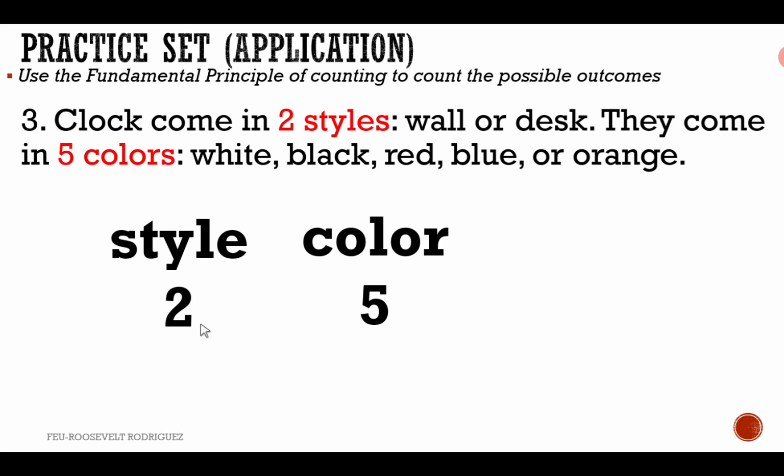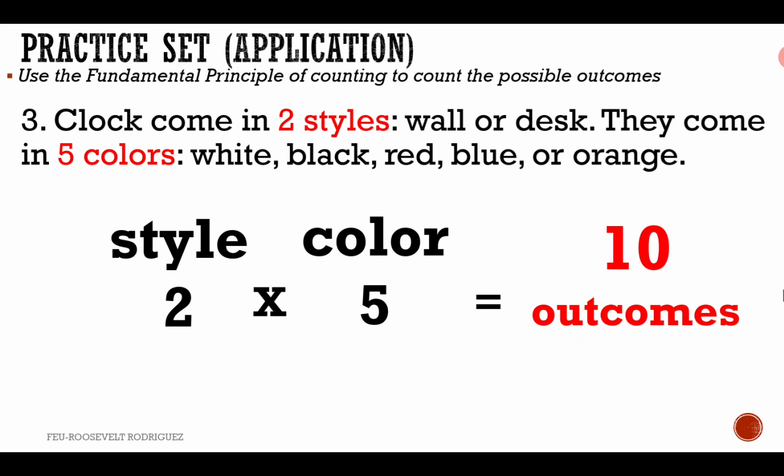So, we have 2 as its outcome. And for the color, we have 5. So, we have 5 as our possible outcome. So, again, just multiply all of the outcomes ng ating events. And then, the answer is 2 times 5 or simply 10 possible combinations or outcomes, if we choose a clock, yung style niya, at kasama na rin yung kulay niya. So, meron tayong 10 posibleng combination.